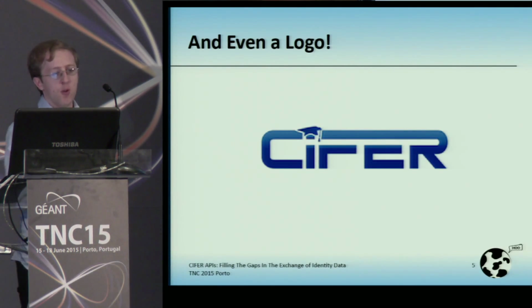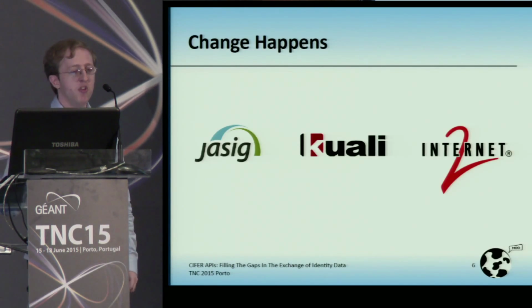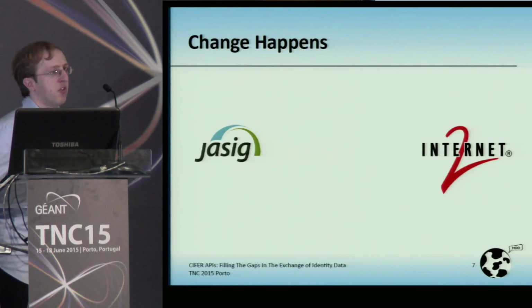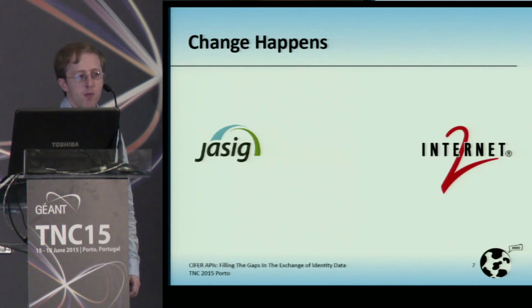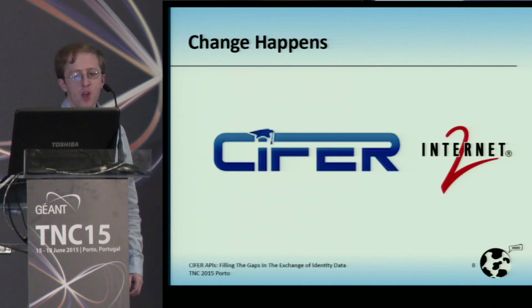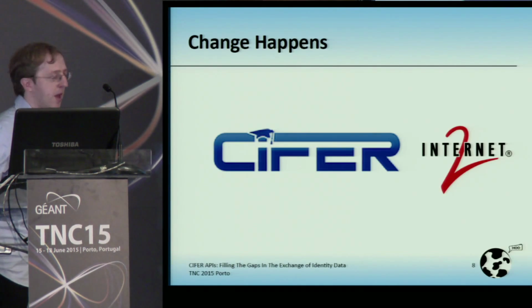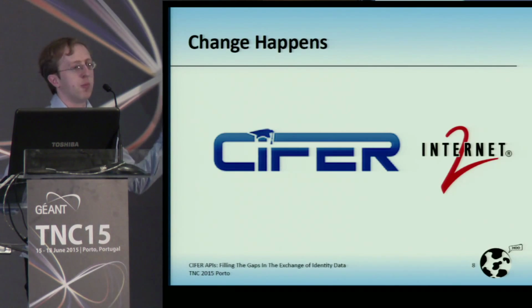Time passed, and we even got a logo. But then change started to happen. Kuali disappeared from the meetings and conversations. JSIG became Apereo, and we were kind of left with this logo and some participation primarily out of the Internet2 community at that point.